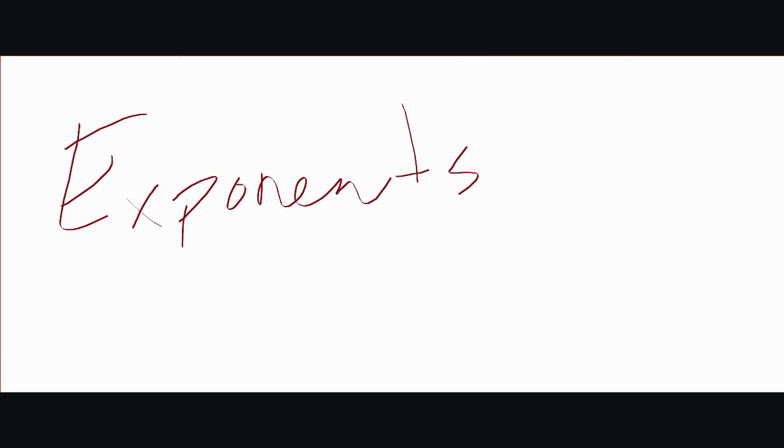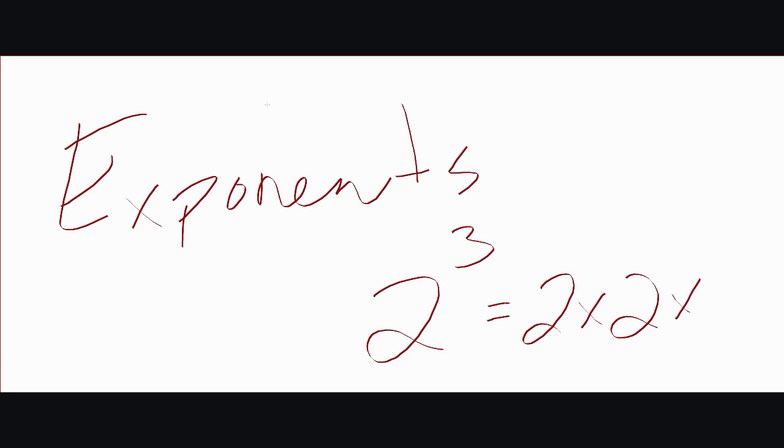Remember, exponents were those things that we saw before where we had those numbers with little numbers up top, right? 2 to the third power, for example. We know that means repeated multiplication, right? 2 times 2 times 2. And in this case, that would be 8, right?